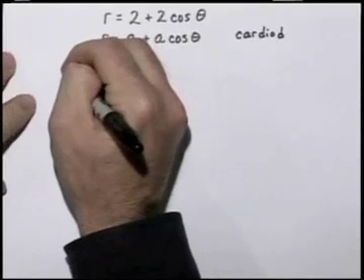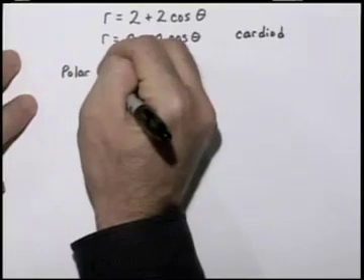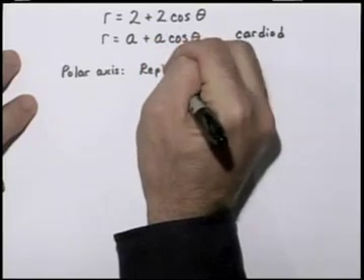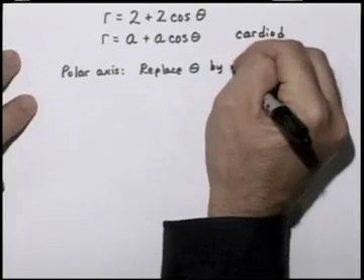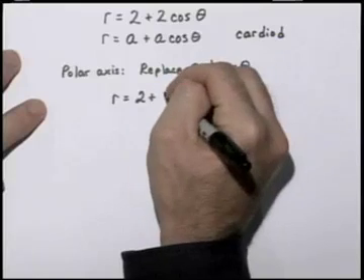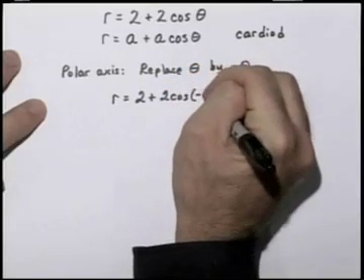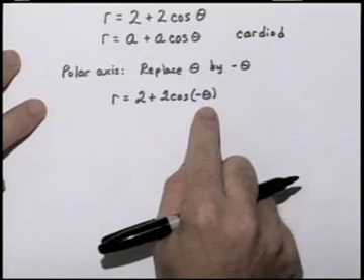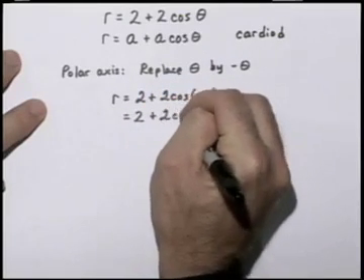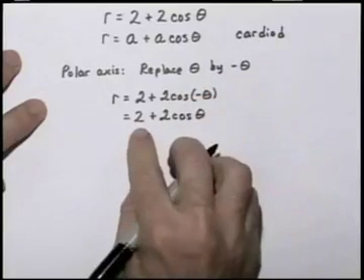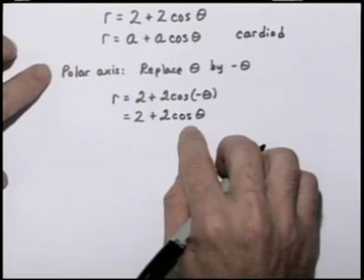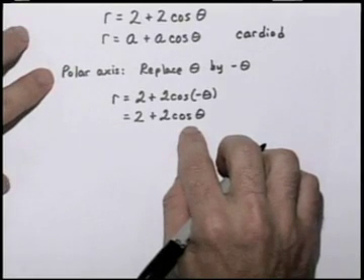So let's first check for symmetry with respect to the polar axis. To do this, we replace theta by negative theta. So we're going to have r equals 2 plus 2 cosine of negative theta. But the cosine of negative theta equals the cosine of theta because the cosine function is even. So r equals 2 plus 2 cosine of theta is an equivalent result. Therefore, we do have symmetry with respect to the polar axis.